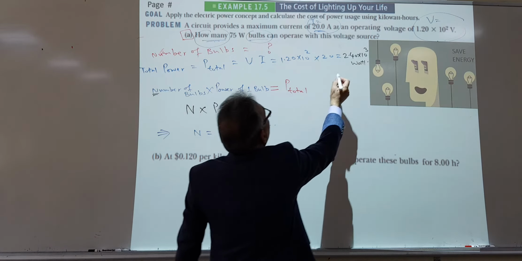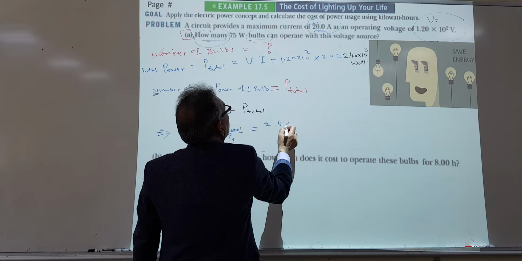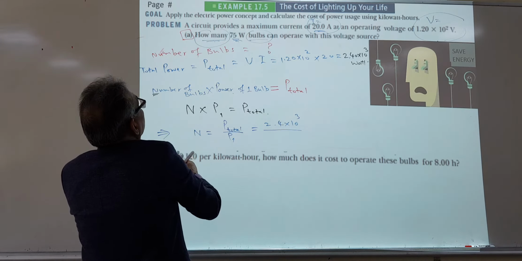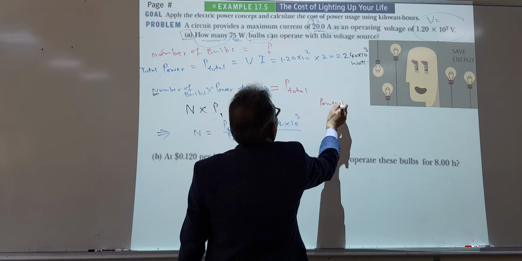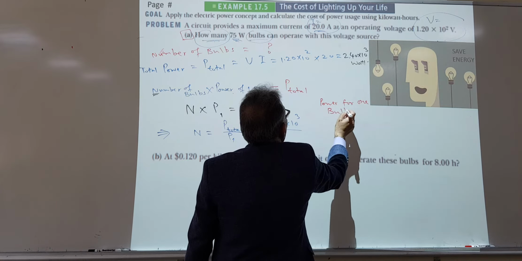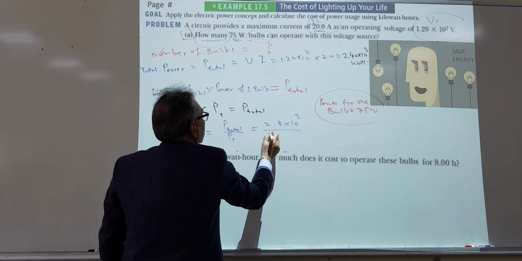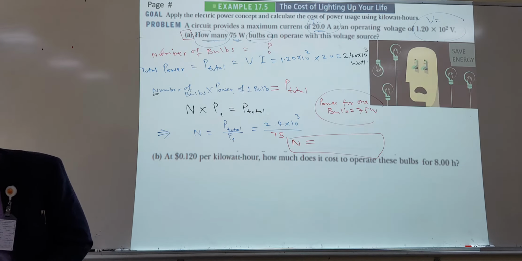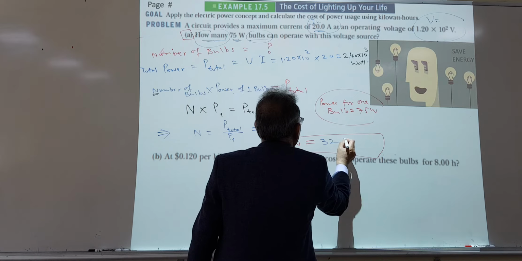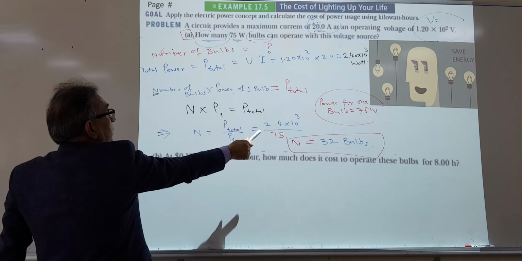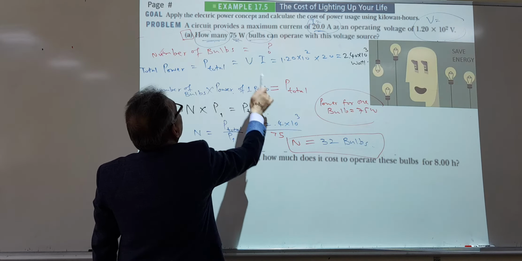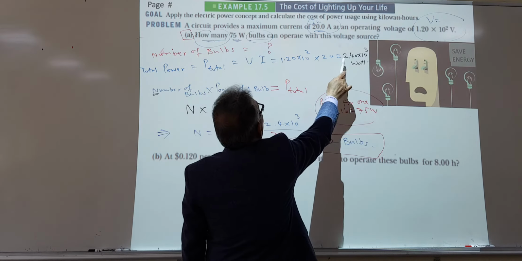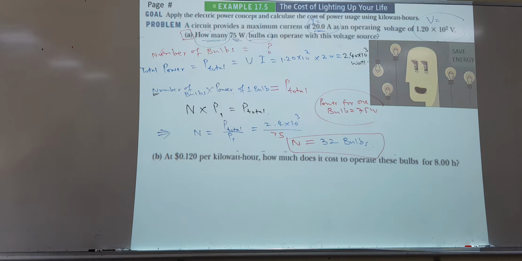The total I just calculated here, divided by the power for one bulb, which is 75 W. This is given to you. So you finally get the number of bulbs, 32. It means that you have 32 bulbs. One bulb's power is 75 watts, and you consume the total power, which is equal to the total.